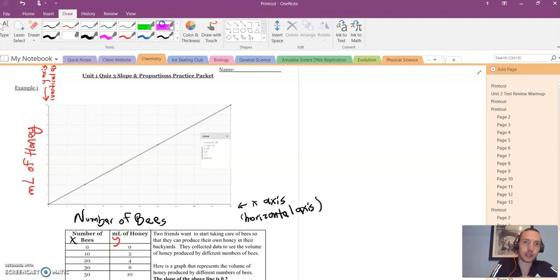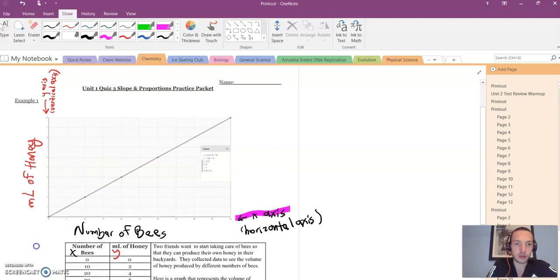Just to review, here is where the x-axis is, and it is sometimes called the horizontal axis because it goes this way, in the horizontal direction. And I labeled this with number of bees because that's what we have in the left column.